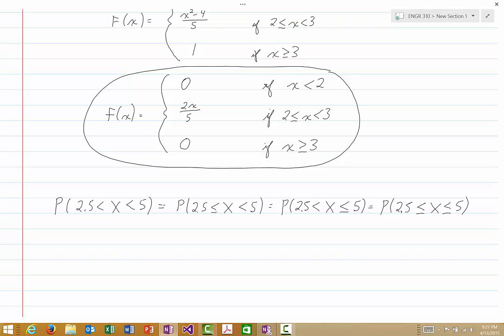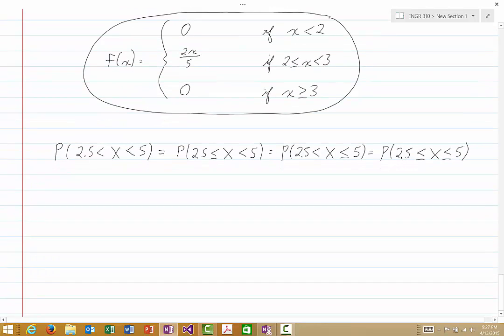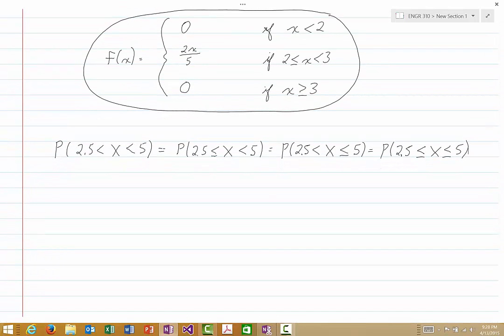And once again, I want to stress this is only true because x is a continuous random variable, and with a discrete random variable, it can make a big difference whether or not we include the endpoints. But with a continuous random variable, it does not. Now, in this case, I want to help you see that there is an easy way to do this. Note the following.